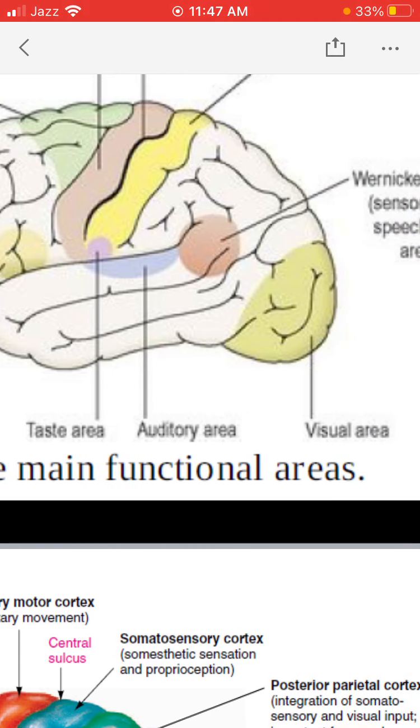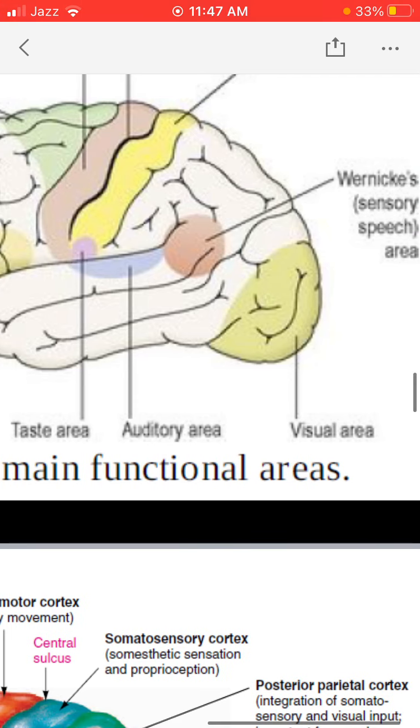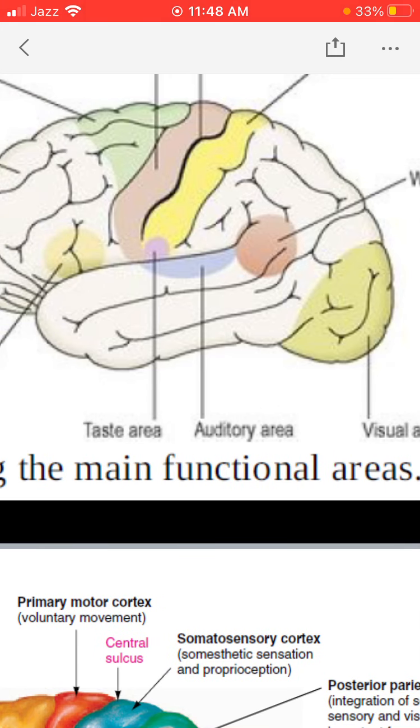Next we have visual area. Visual area is responsible for the vision, right? So it receives impulses through the 2nd cranial nerve, that is the optic nerve. Then lastly we have olfactory area, which is not shown in this diagram because it lies deep within the temporal lobe, and this olfactory area receives impulses from the nose through first cranial nerve.